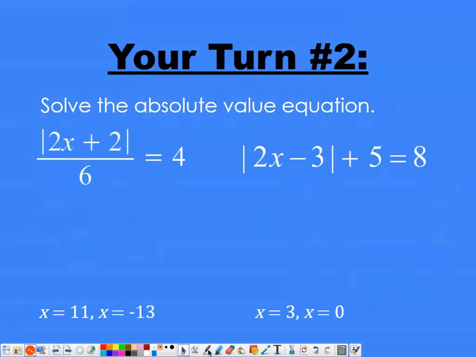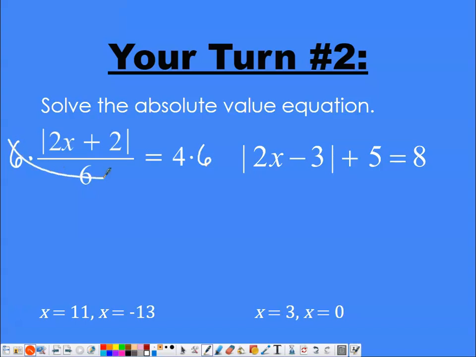So here we have your turn number 2. We need to solve the absolute value equations, right? So we have the absolute value of 2x plus 2 all over 6 is equal to 4. Let's go ahead and solve that one. So the operation, that divided by 6, is happening on the outside of that absolute value bar. So we're going to go ahead and multiply both sides by 6. Okay? So those 6's cancel out. I'm left with that absolute value bar. So we have 2x plus 2. Okay? And that's equal to 24.